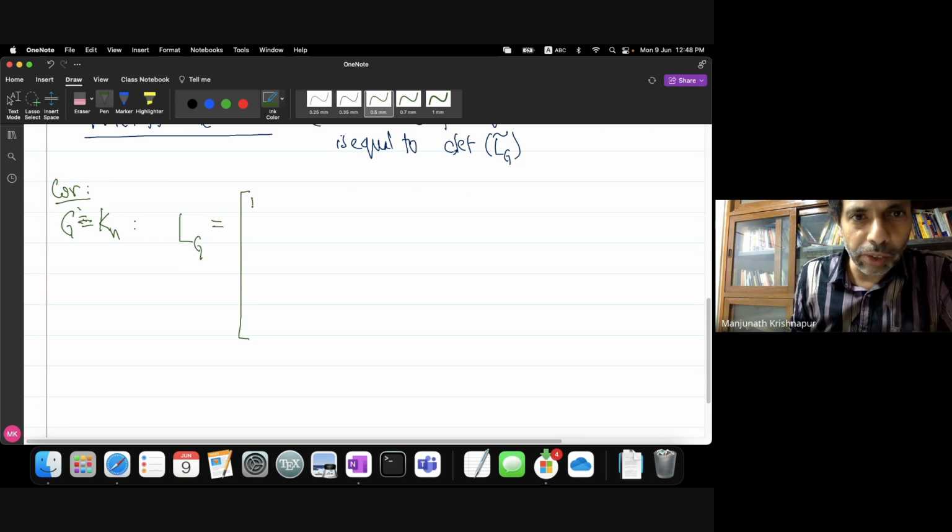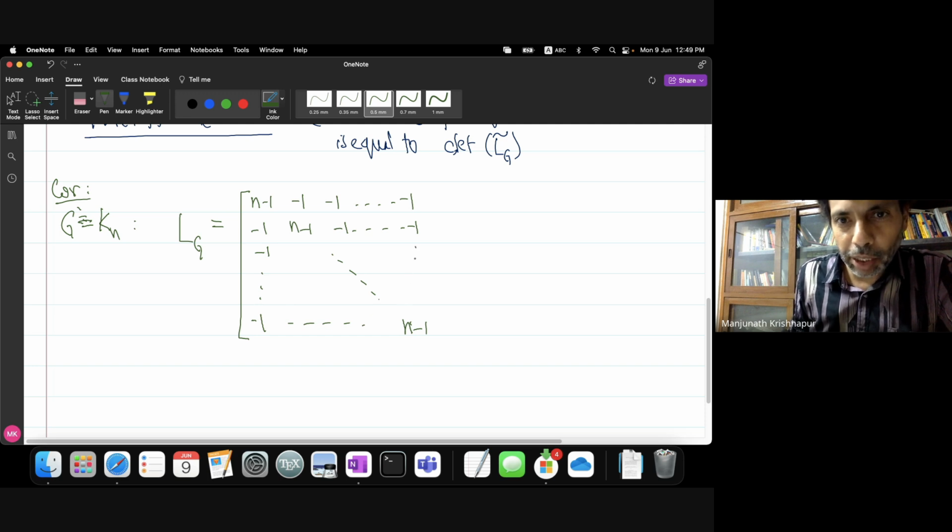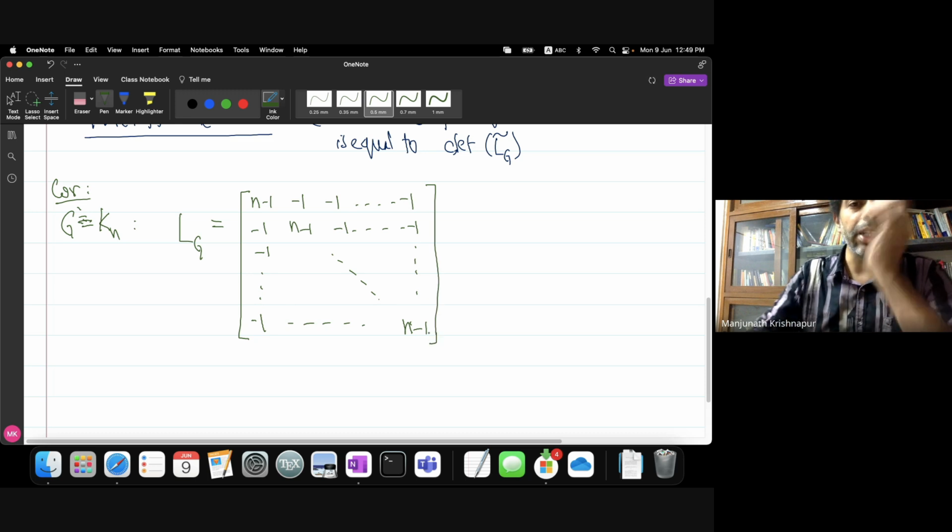Each vertex is connected to all the others. So the degrees are n minus 1, dot, dot, dot. And every vertex is connected to everything else, so all the off-diagonal entries are minus 1, minus 1, minus 1, both upper and lower side. It's a symmetric matrix. So this is the Laplacian matrix, and as before, if you take the row sums and column sums, you get 0, so that is fine. So that will be a singular matrix.